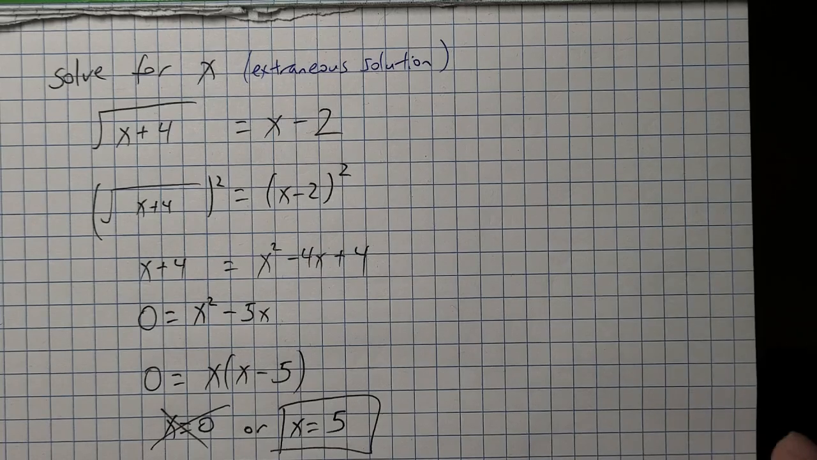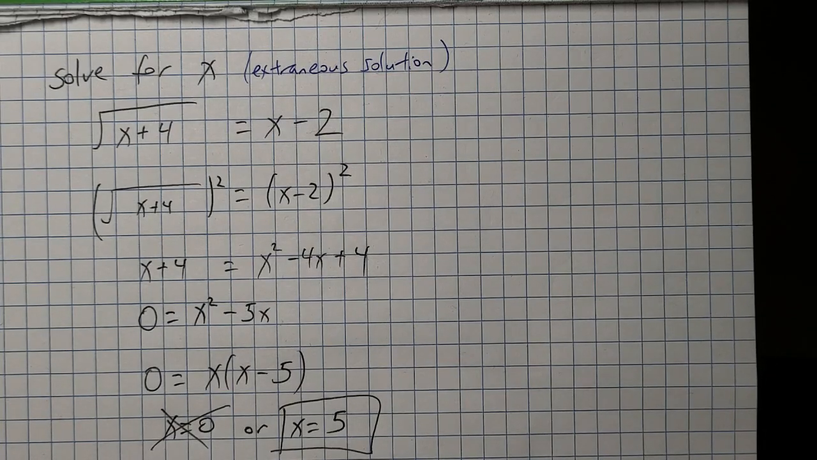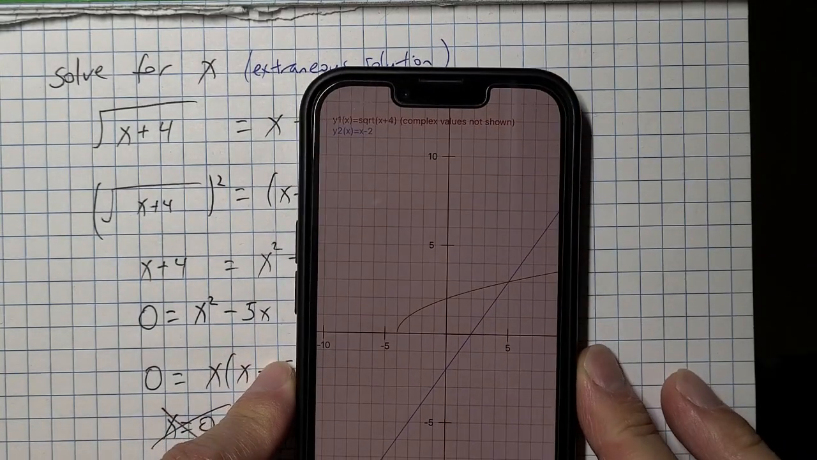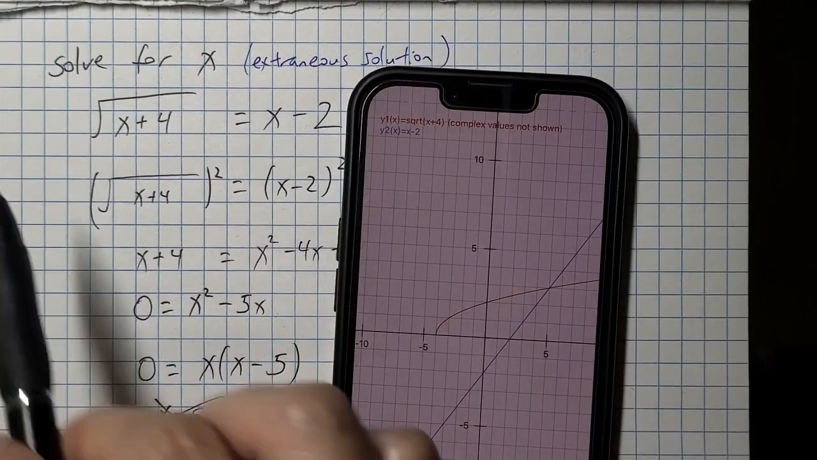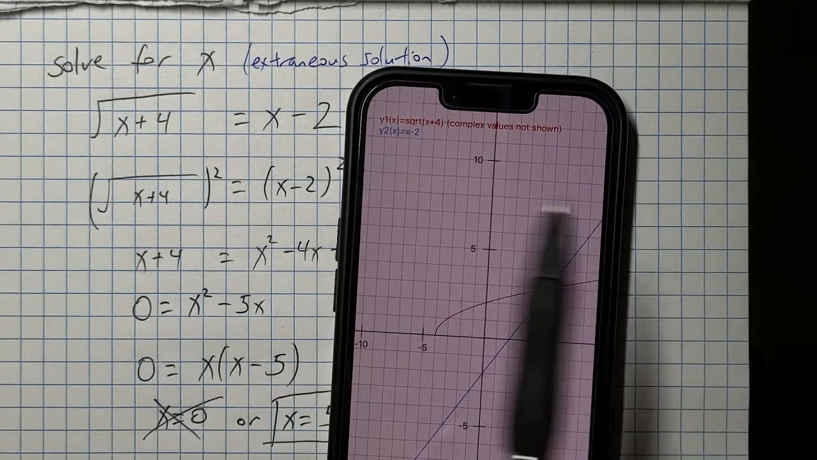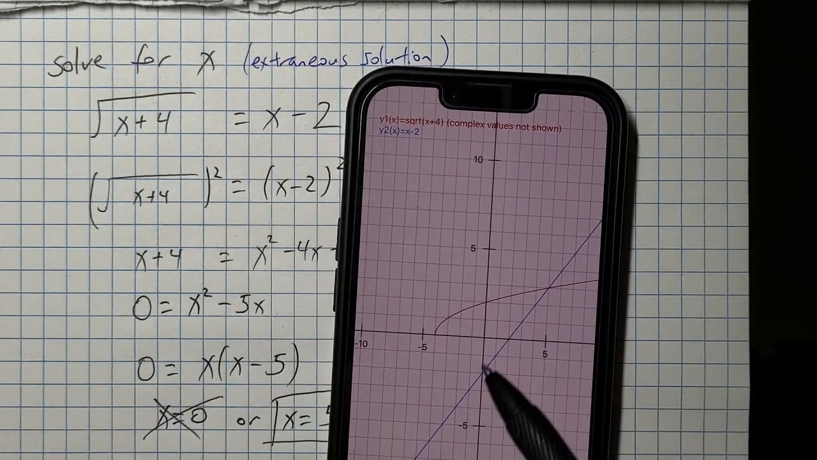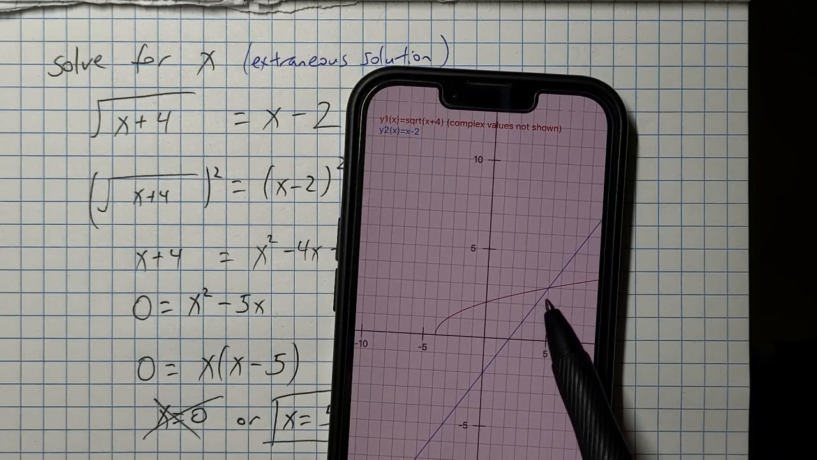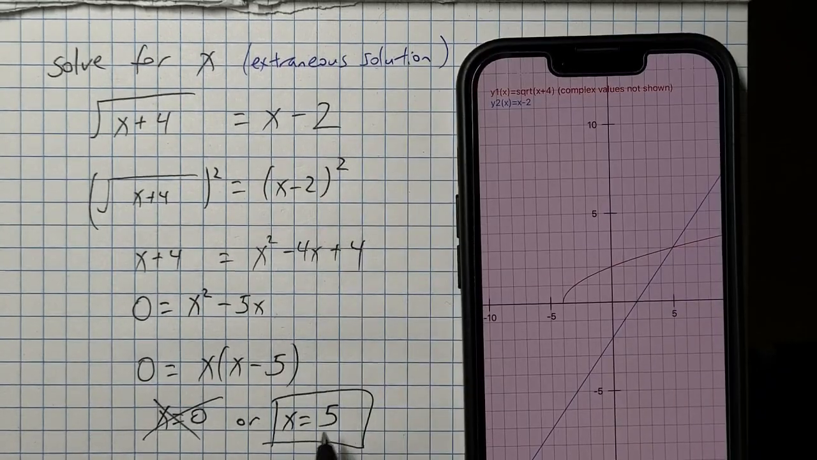So now let's talk about why we have extraneous solutions. I'm going to explain graphically what's happening. Let me pull up my phone real quick. So this is how the graph looks. Square root of x plus 4 is one function, that's this red one over here. x minus 2 is this linear one right here. And we see that this point of intersection is where x is equal to 5, which is what we found.